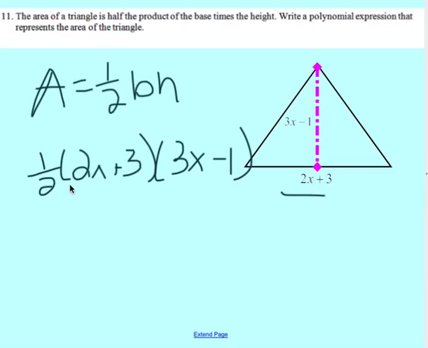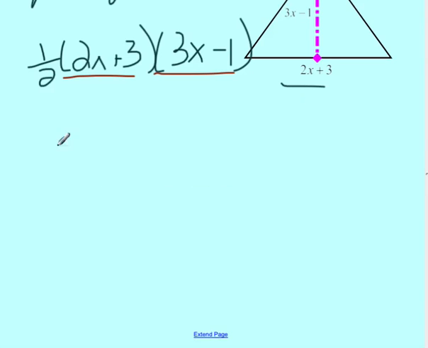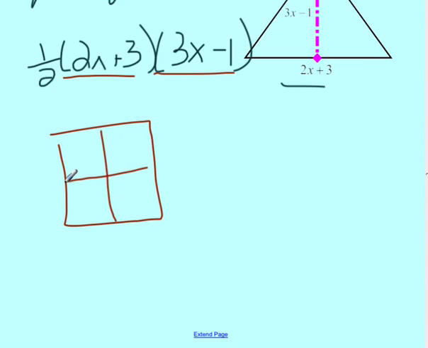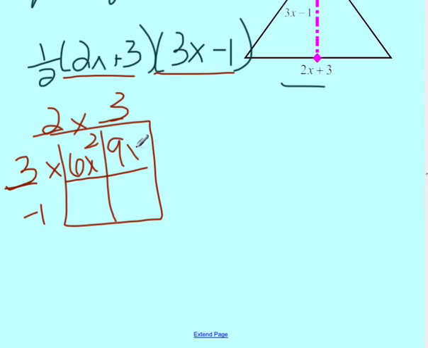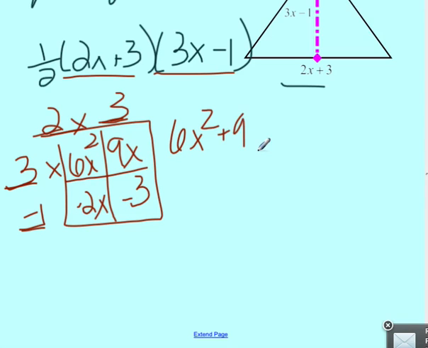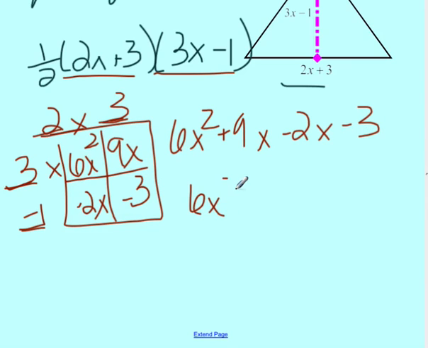So to start off with, I'm going to multiply this and this. Okay, so then I'm going to use the box method. This is one that you could use FOIL. If you like FOIL, you could use FOIL on this one. So 3x times 2x is 6x squared. 3 times 3 is 9x. Negative 1 times 2x is negative 2x. Negative 1 times 3 is negative 3. So then we have 6x squared plus 9x minus 2x minus 3. Okay, so then we have 6x squared. We're going to combine our middle terms. 9x minus 2x is 7x, and then minus 3.